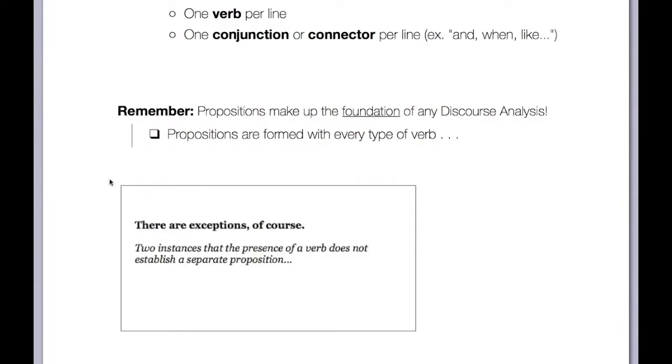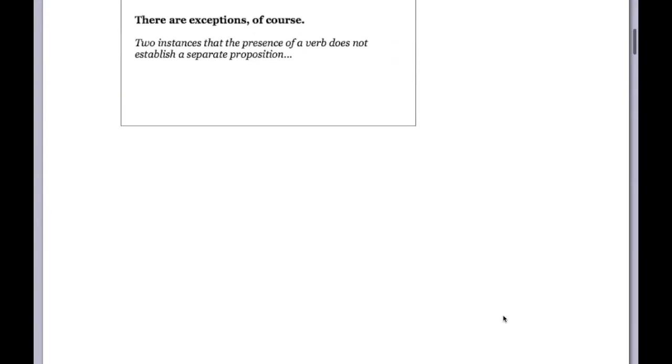But of course, there's got to be some exceptions to that. So today we're going to start off with our first two exceptions, and these are going to be instances where a verb is actually present, but you will not be able to divide it into a new proposition. And then after that, we'll look at two instances where the verb is not present, but you actually will have to divide it into a new proposition. So let's see how this works.